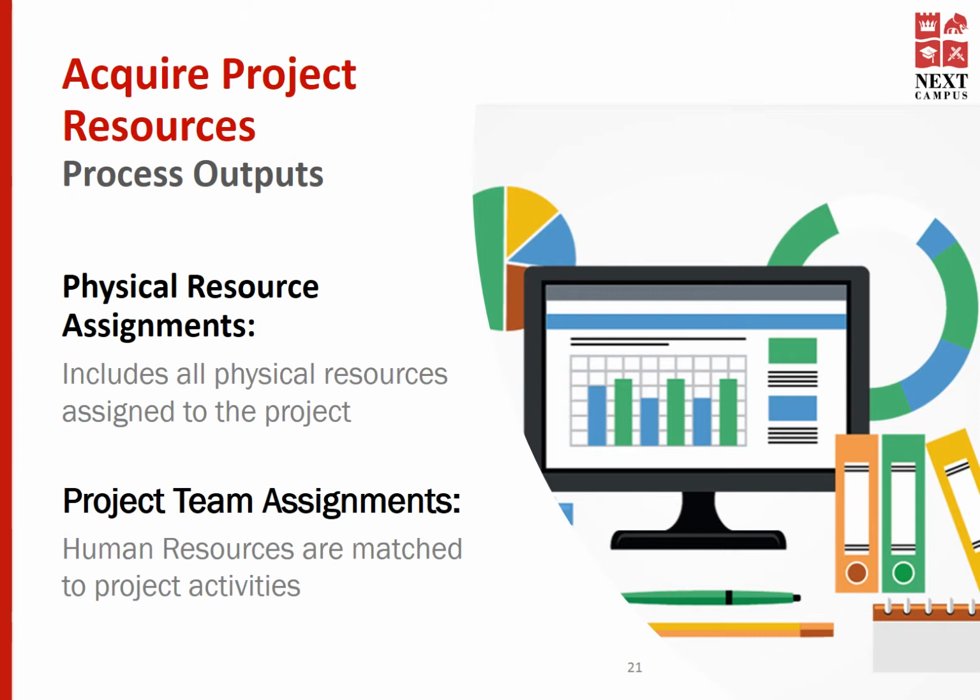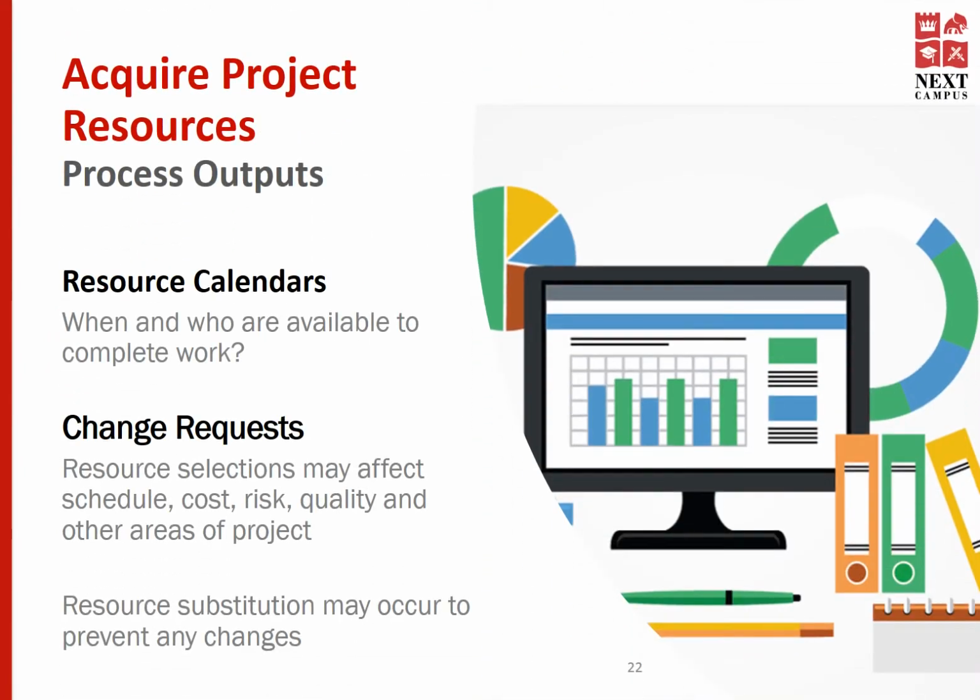Project team assignments. This shows the human resources, or the people, assigned to a given project. Resource calendars is another output produced by the Acquire Project Resources process. When and who are available to complete the work. Resource calendars will show all the activities involved in the given project. Also, it shows the resources allocated accordingly.